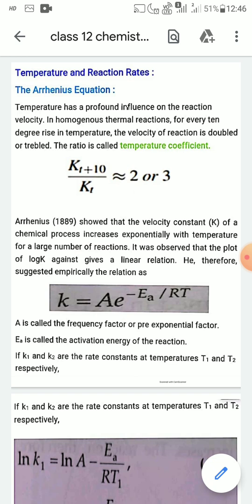So what is the temperature coefficient? It is the ratio of velocity constants at two different temperatures. You take the velocity constant at a particular temperature T, and you take another velocity constant of the same reaction at temperature T plus 10, that means 10 degrees Celsius more than the initial temperature.